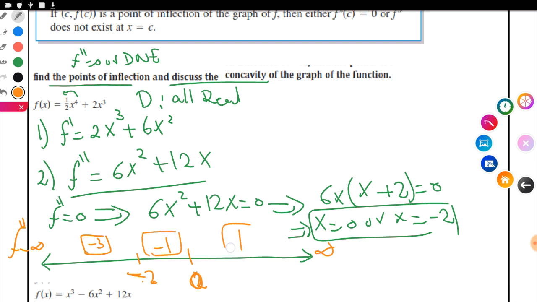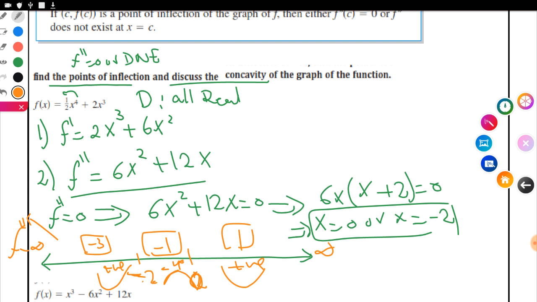Then replace in the second derivative. I care about the sign. At negative 3 it will be positive, so it is concave up. If I replace negative 1, it will be negative, so it is concave down. If the second derivative is more than 0, it is concave up; less than 0, concave down. At 1, I replace, and it will be positive also, which means concave up.